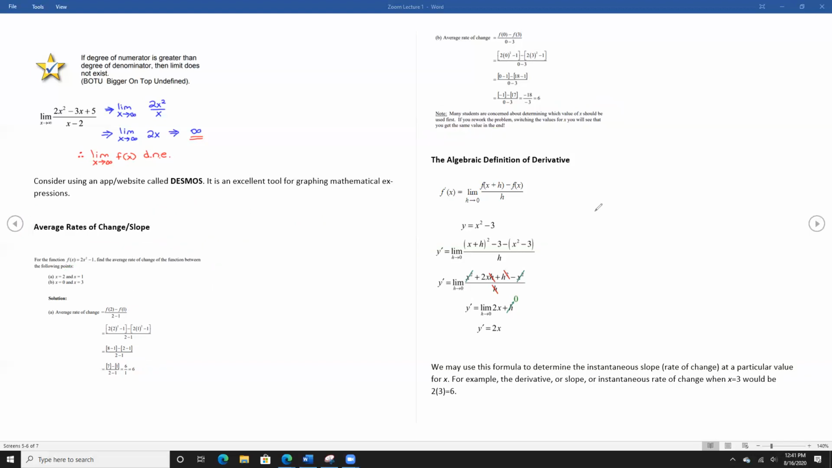And the last thing we're going to talk about is the algebraic definition of derivative. At first, this expression is somewhat daunting. It can be, depending on the nature of the problem. The derivative is actually the instantaneous slope, the instantaneous rate of change. Notice that when we did the average rate of change, we had to have a beginning and an ending in order to calculate the average rate of change.